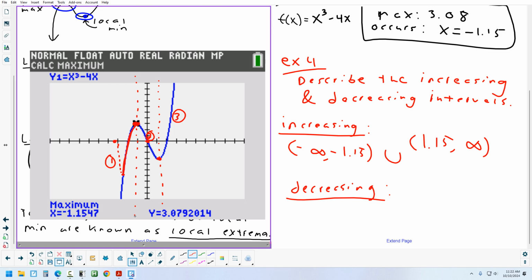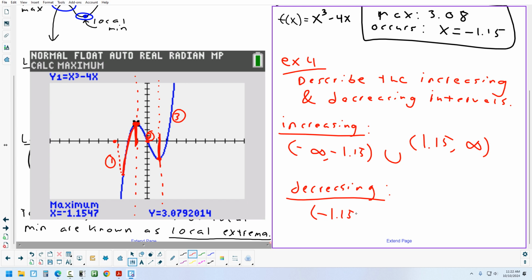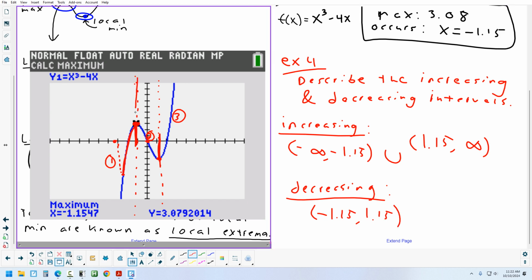For the increasing part, I think you swapped the signs on 1.15. So from negative infinity up to negative 1.15, that's right there. And then 1.15 to infinity. So yeah, that's okay. For decreasing, between negative 1.15 and positive 1.15. So if you plug in a number between negative 1.15 and positive 1.15, you will be between those two solid lines, and that will put you in section 2, which is decreasing.